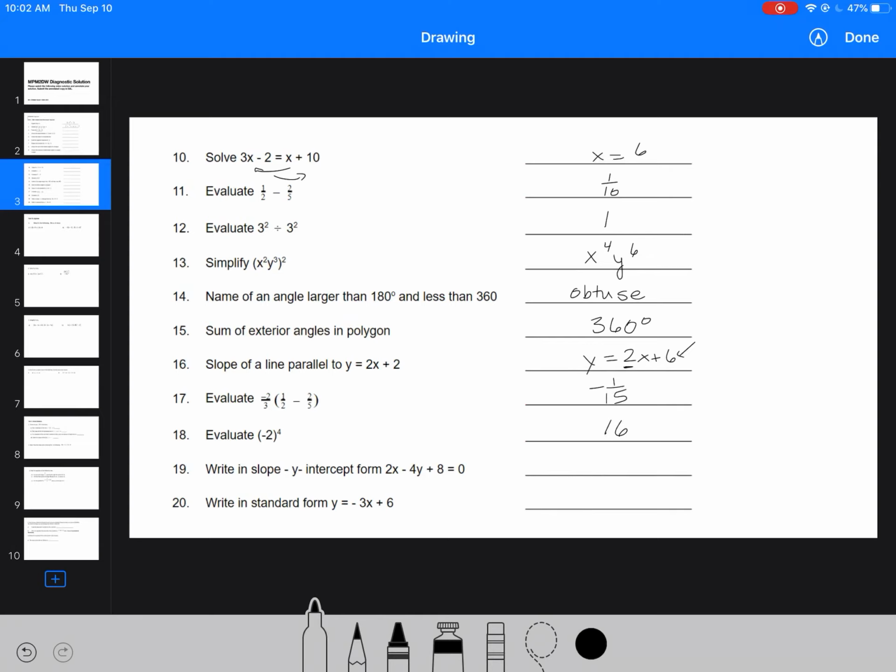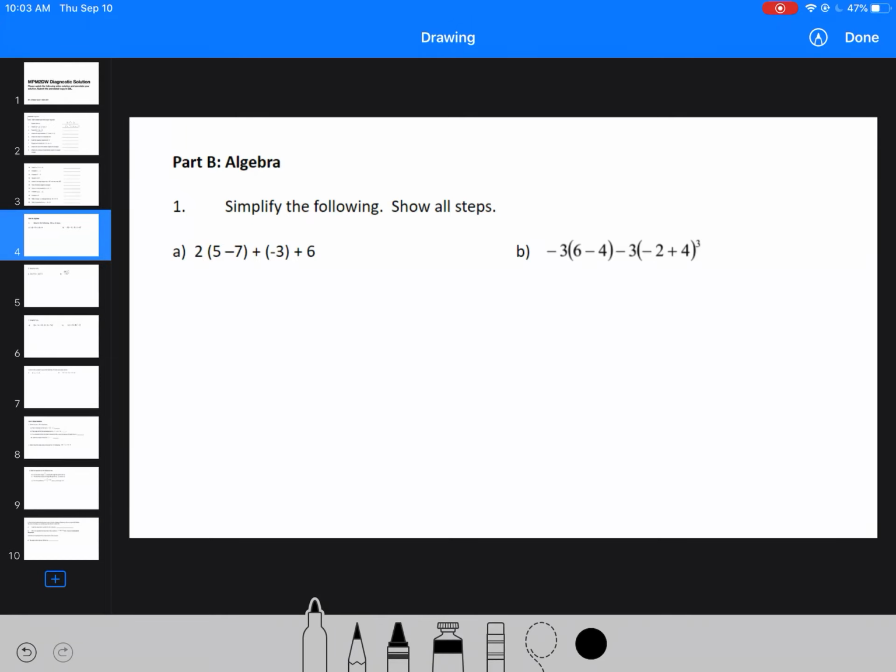18 is 16. Rearranging into slope y-intercept form is 1/2 x minus 2. And then rearranging into standard form is 3x plus y minus 6 equals 0. Moving on to the long answer questions. We've got some algebra here.